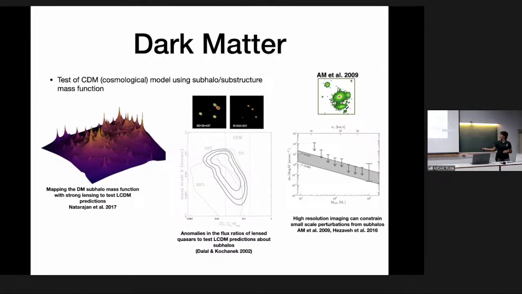There was one study by Natarajan et al. where they mapped out this dark matter subhalo distribution. And again, they found that this is very much consistent with the standard model.